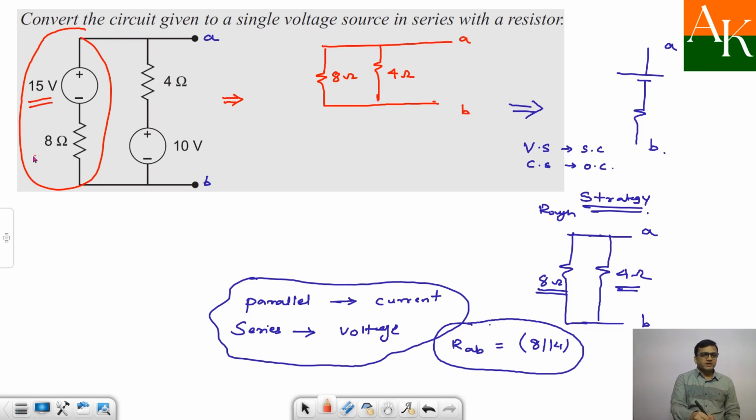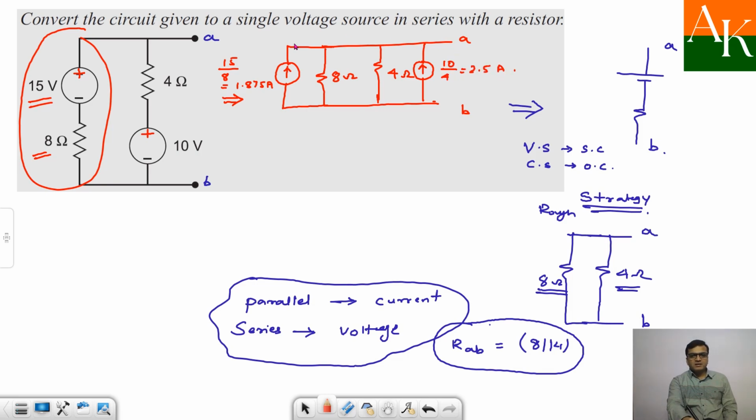Now when you talk about 15 volt and 8 ohm, you will have a current source over here, and the direction of the current source will be upward because the positive is connected towards terminal A, and the value of this current source is 15 by 8. So that turns out to be 1.875 ampere moving up. What about the current source for the transformed network of 10 volt and 4 ohm? The 4 ohm will be as it is. Positive is connected towards A, so again the current will be moving upward, and the value of this current source is 10 by 4. So that is 2.5 ampere.